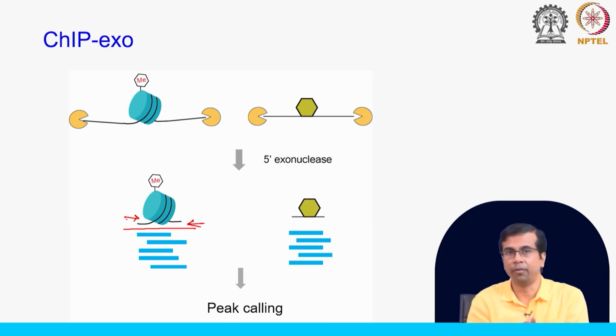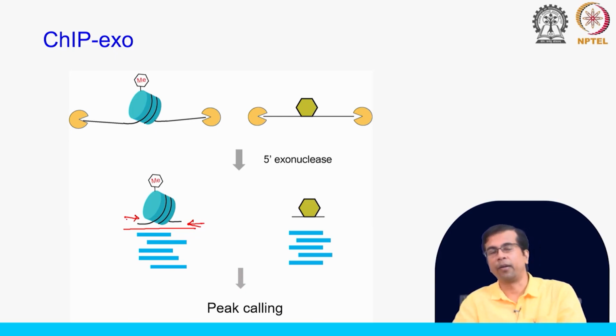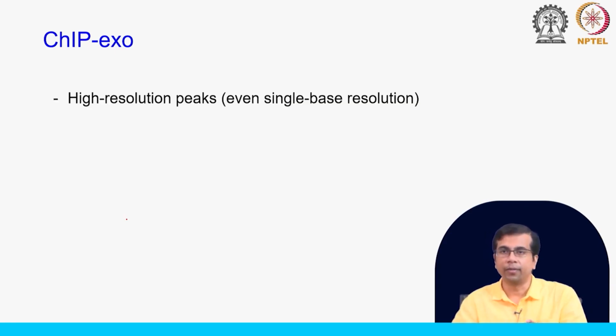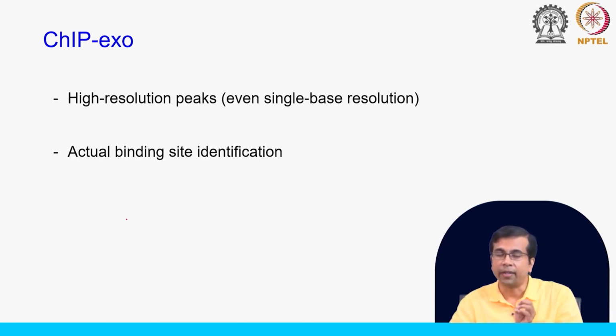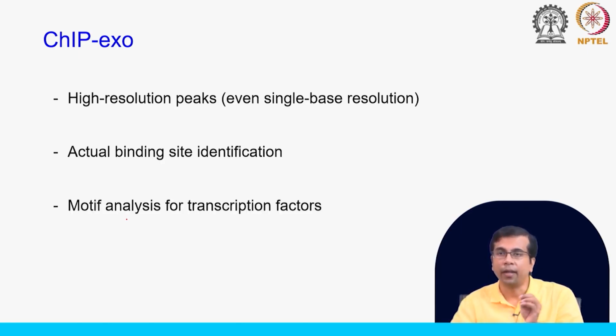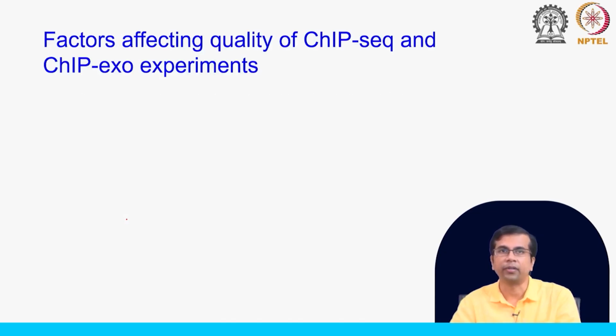So, you do not have to infer these peaks anymore. You can simply identify the peaks directly from this data, and this is a much more direct and simpler peak calling method. From ChIP-exo we get high resolution peaks, and sometimes even single base resolution. So this is great. We can identify the actual binding sites. We can then do the motif analysis for transcription factors. As I mentioned, we can identify the specific set of bases that transcription factors recognize, and then we can also look for putative binding sites of those transcription factors across the genome.